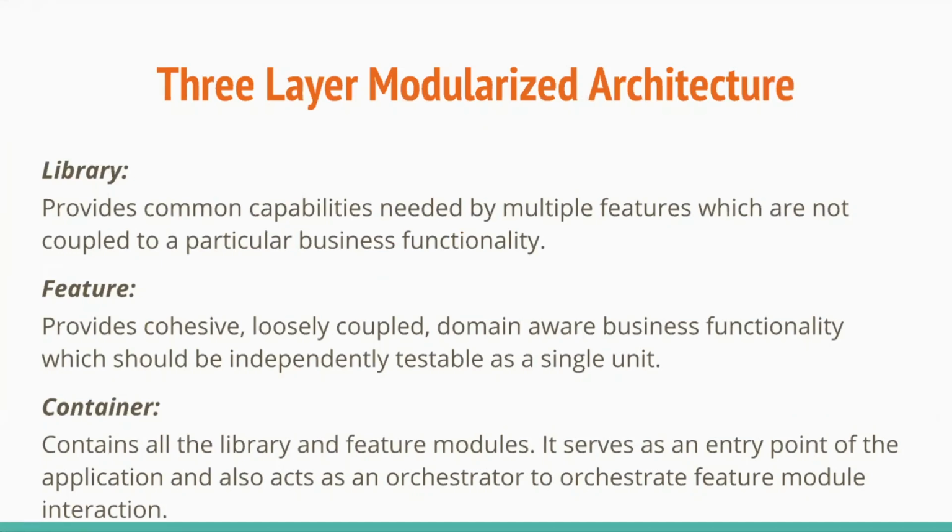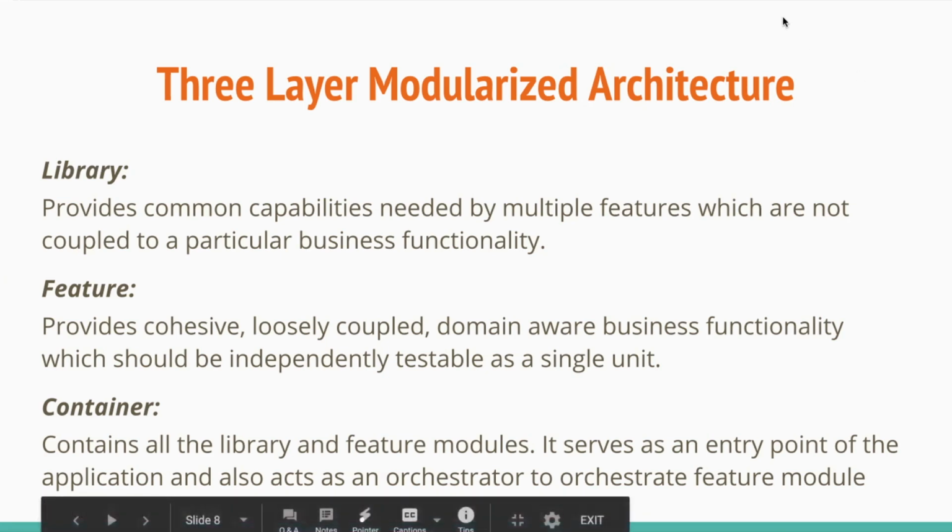Now let's take a look at the definition of all these different kinds of modules. The first one is the library module. Library modules provide common capabilities needed by multiple features, which are not coupled to a particular business functionality, which means it is providing a cross-cutting aspect to all the features. For example, if we are building common UI components which we are using across the whole app, then we can have a UI kit as a library module.